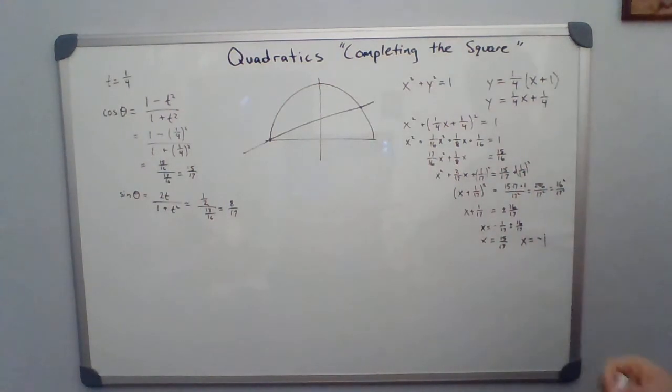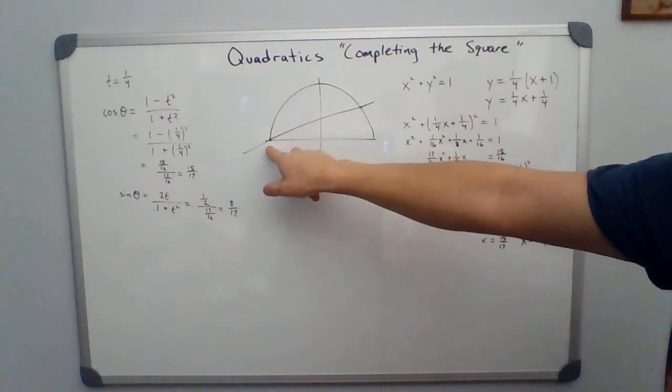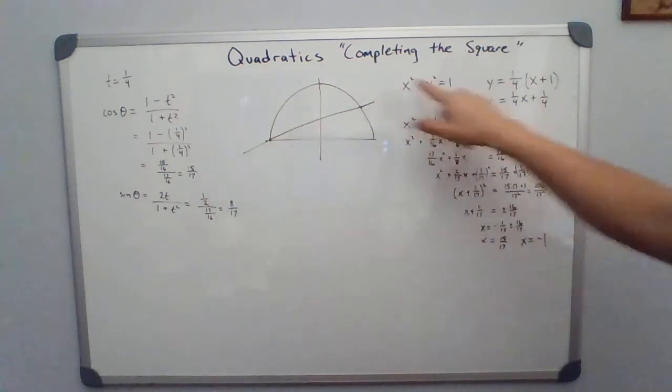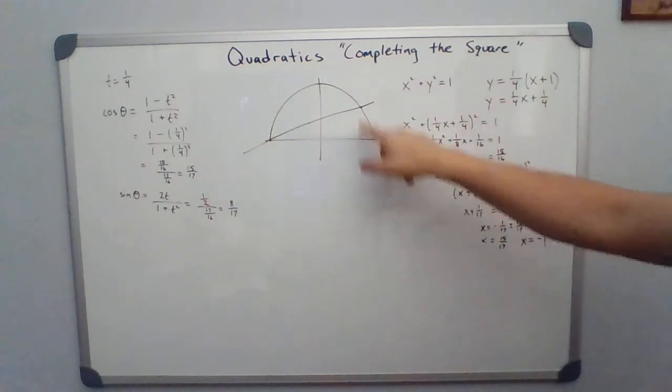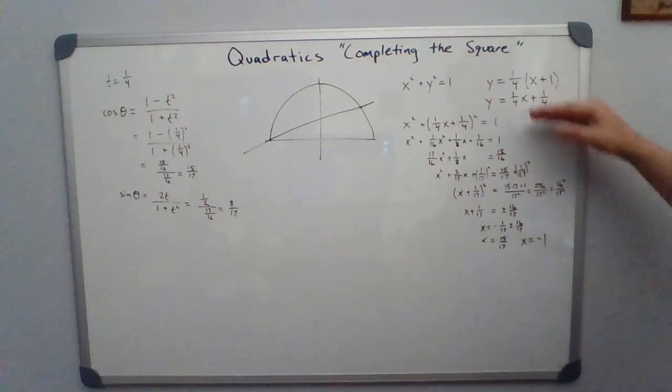But as you can see, one of our x coordinates that we solved for is -1. That makes sense because we know that this line and the circle have an intersection point at -1, because that's kind of how it was constructed. And then the other question is, where is this other intersection point? So that's what we did completing the square for.